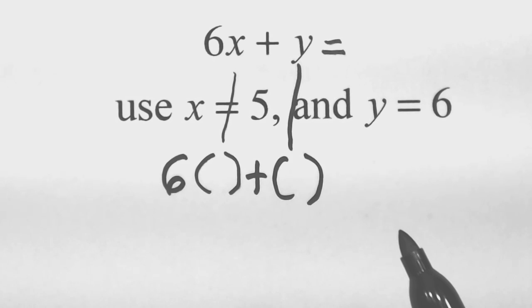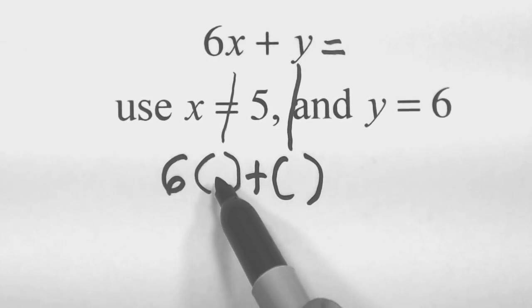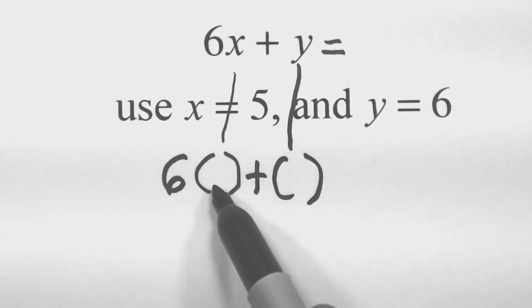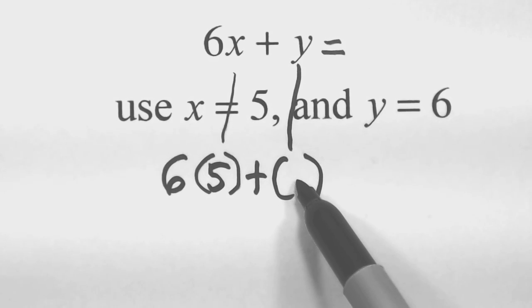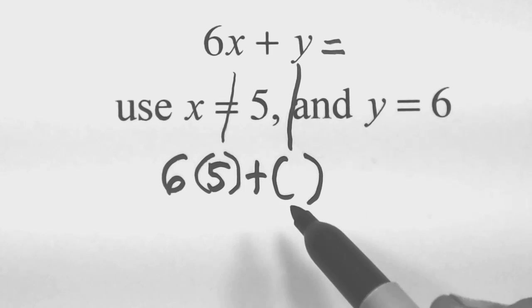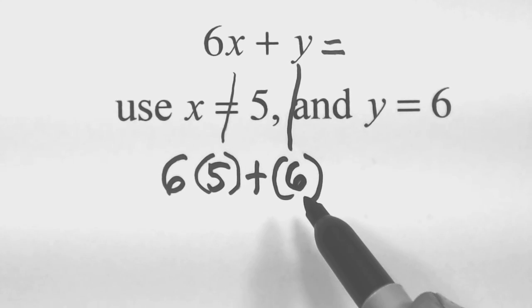Okay, the next thing is very carefully get the correct values in each of the holes. This first hole right here is the x. Our x is supposed to be 5, so we put 5 in it. This second hole here represents the y. Our y is supposed to be 6, so we put 6 in that.